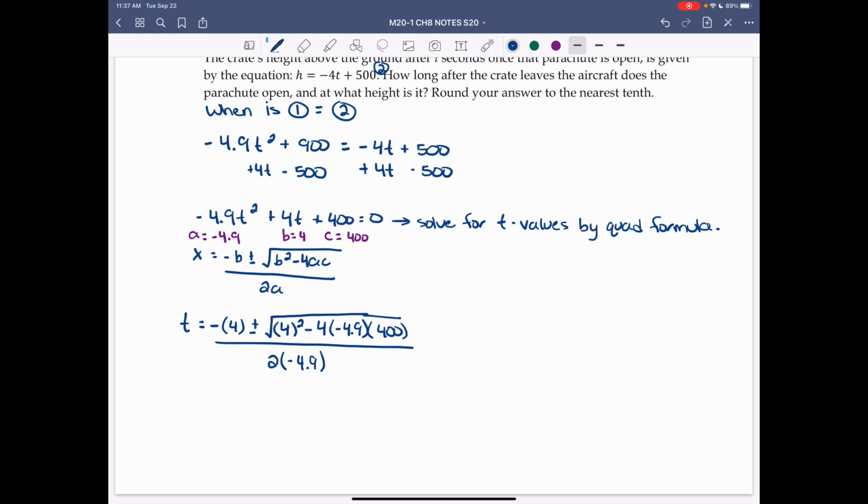Okay, it does not want an exact answer. It wants us to round. So we don't need to simplify. We can just plug this whole thing into our calculator. We would have one answer for the positive, the adding of the radical, and one answer where we are subtracting the radical. Let me bring up my little calculator here.